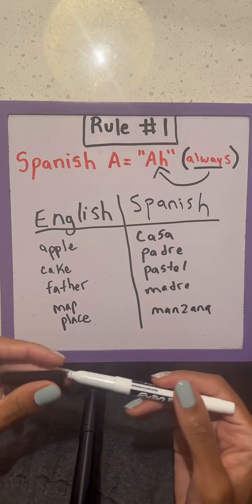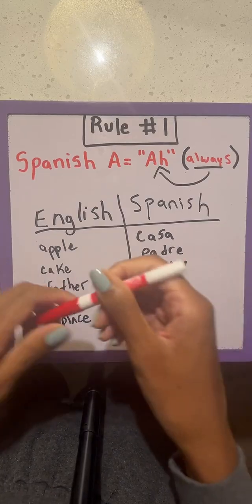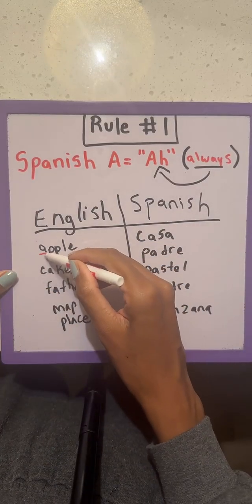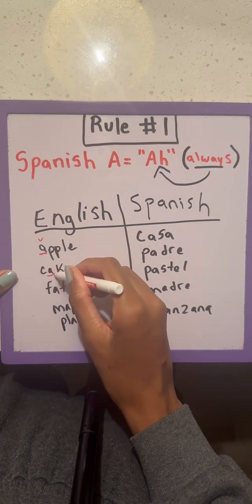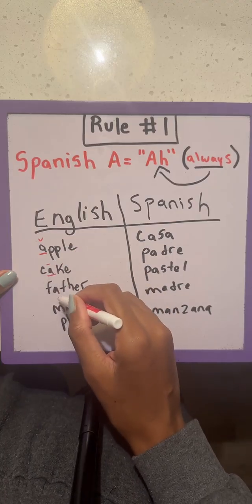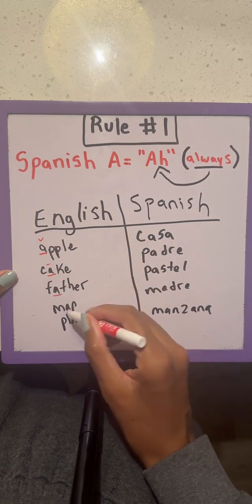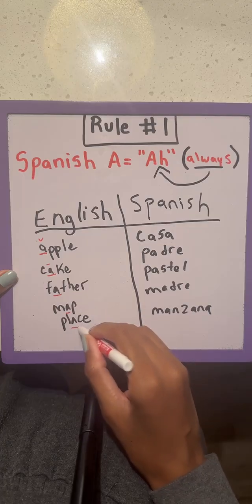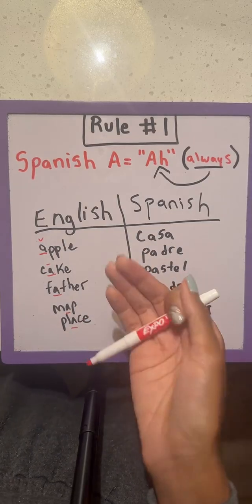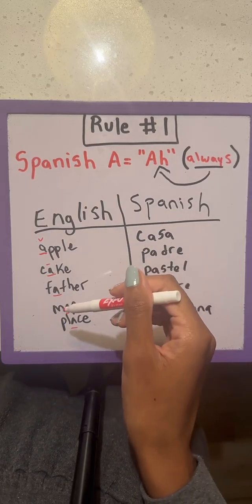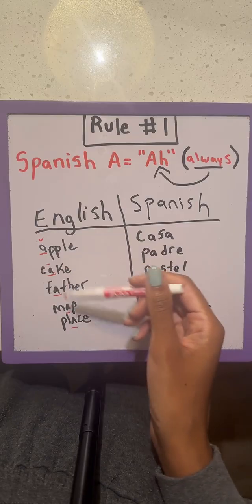I want to show you both sides of it so that you can see that on the English side, the A in apple makes a short A sound, "ah." The cake has a long A. Father has its own sound that's different from the other three. Then we have map and place. So as you can see, with all five of these words, we got about three different sounds of the letter A. It's only one letter, but look, it can have three different sounds just within this group of English words.